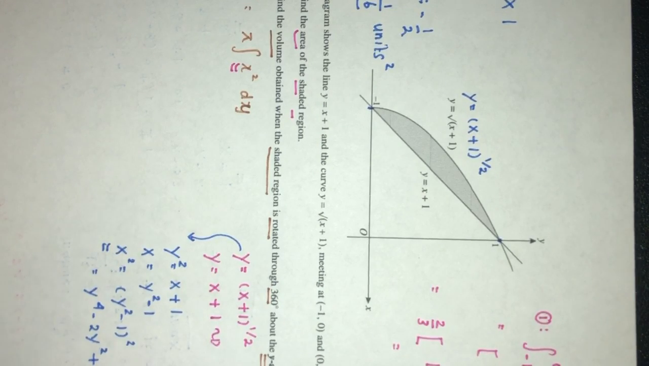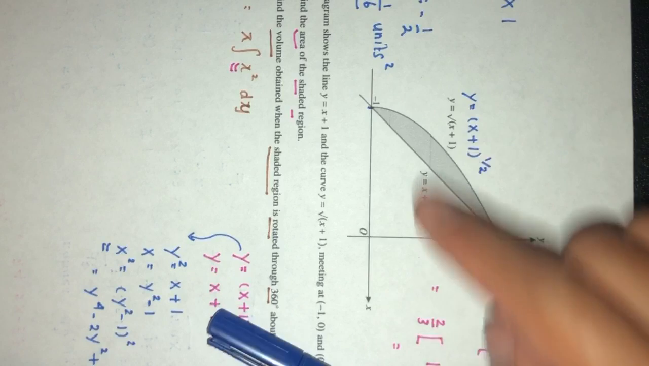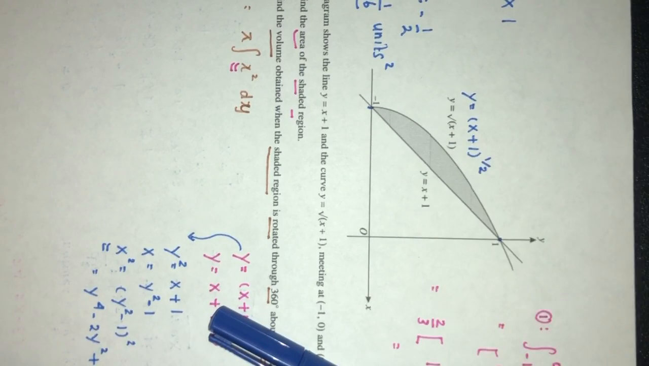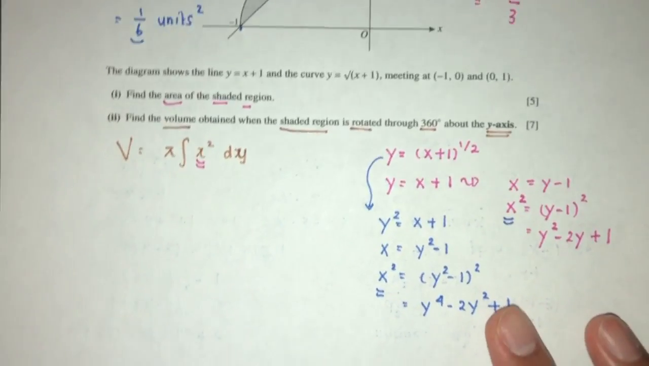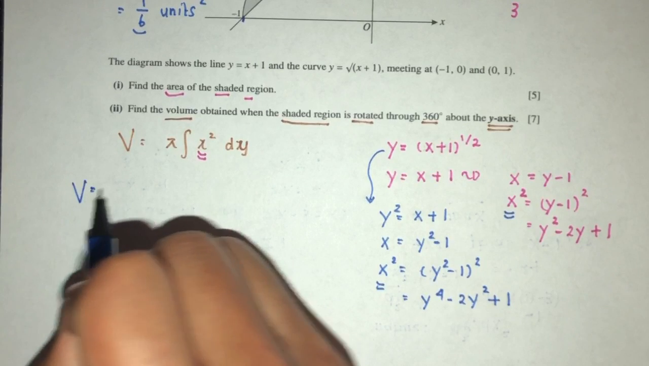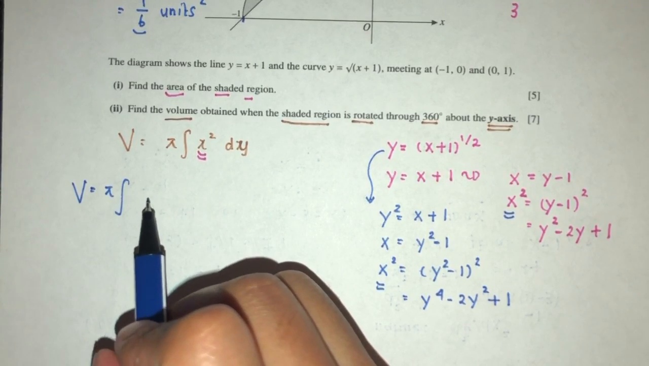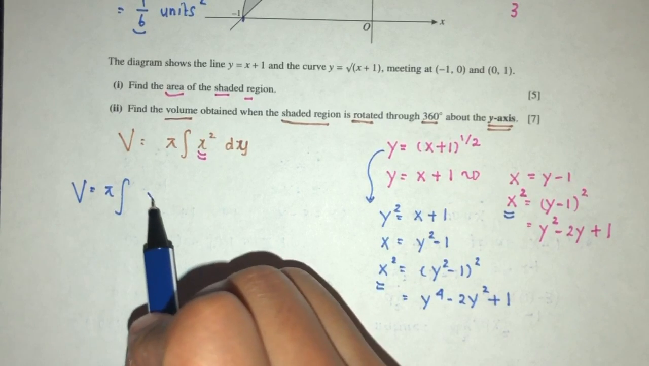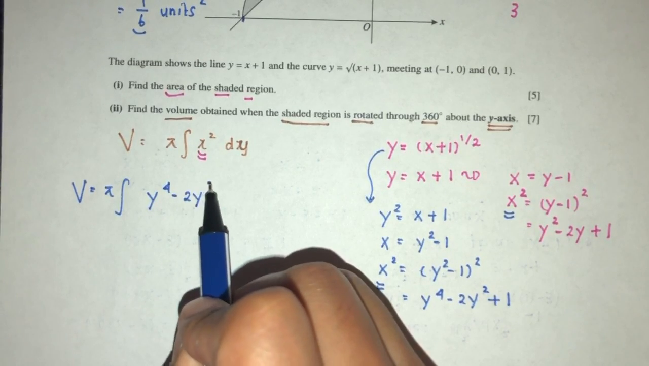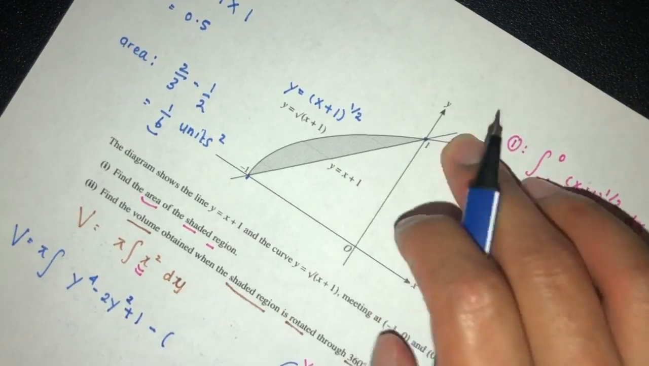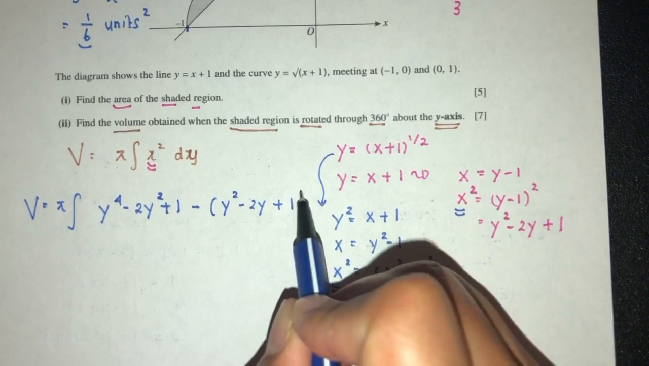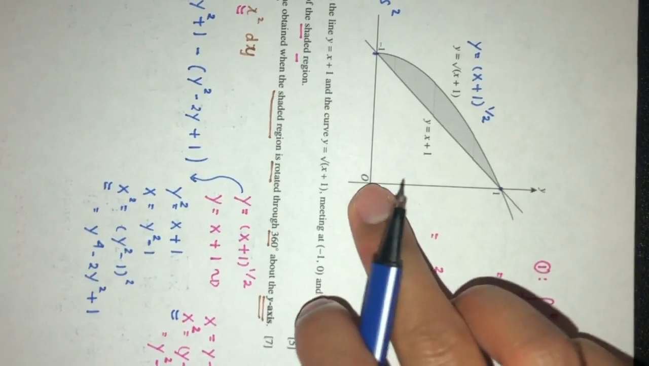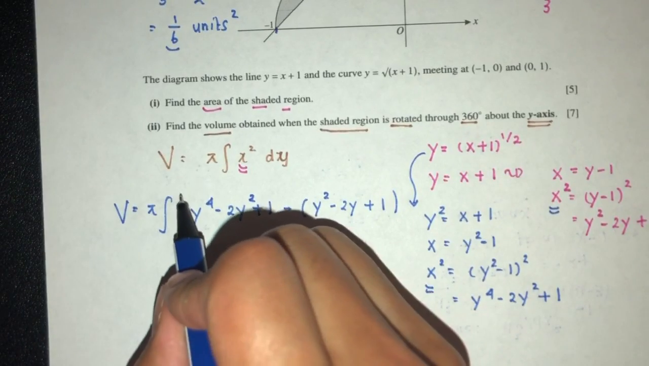There are always different ways we can find the volume for the straight line. It will be the volume of a cone. You can do that if you want to, but I can also find this directly from my equation. It will be first the volume of the curve. Below the curve will be this one, y to the power 4 minus 2y squared plus 1. Then minus the volume which is obtained by rotating this line. That should be y squared minus 2y plus 1. Now what is the limit? It is from 0 to 1.